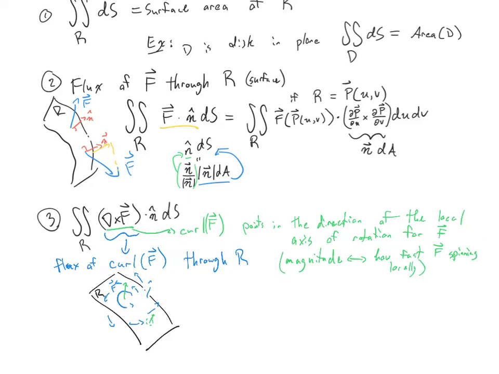So when you compute this type of integral, a surface integral where you're computing the flux of a curl, what it's really doing is telling you how much the green vector field is flowing through this surface. But what that really does is add up all these little bits of local circulation, of local spinning in the surface.